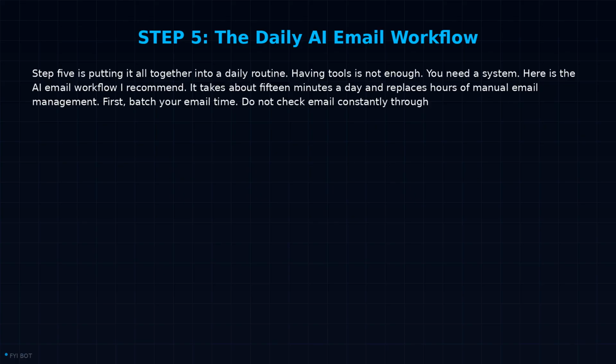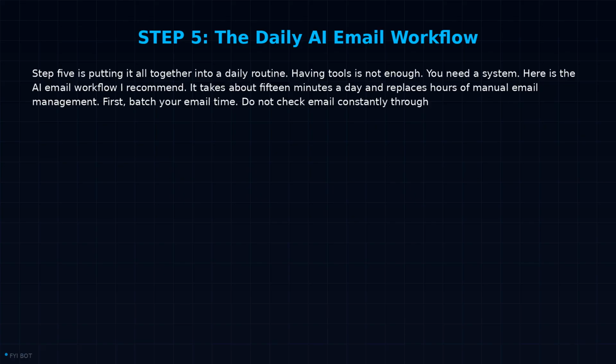First, batch your email time. Do not check email constantly throughout the day. That fragmenting destroys your focus and productivity. Instead, process email twice a day. Once in the morning and once in the late afternoon. Each session should take about 7 to 10 minutes. Here is what you do in each session.